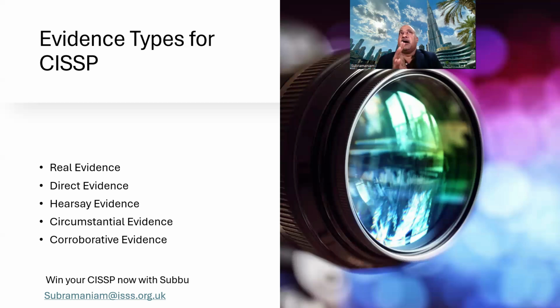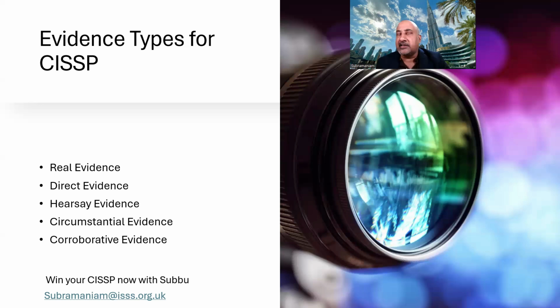Now, what is the direct evidence? For the real evidences, I told you, the USB storage devices, ID card, and the logs from the firewall and IDPS devices all become real evidence. But the CCTV footage becomes a direct evidence. If somebody has seen a thief taking the laptop, that becomes a direct evidence. So CCTV footage with the person stealing the laptop, all this becomes direct evidence.